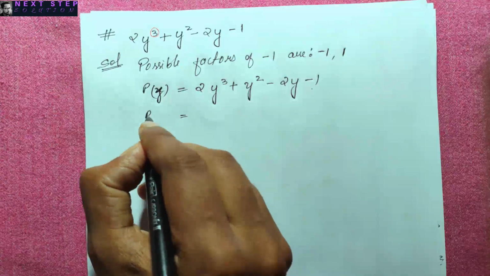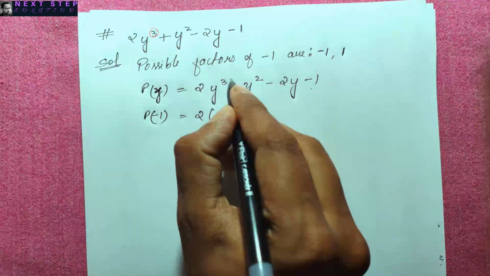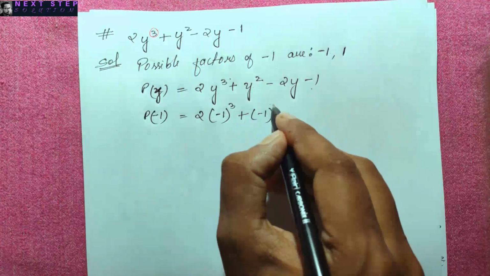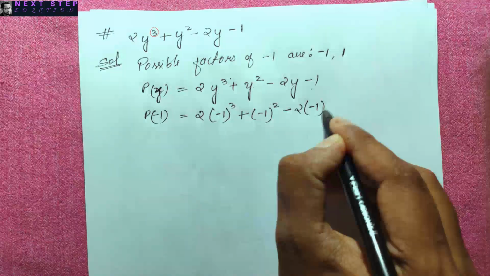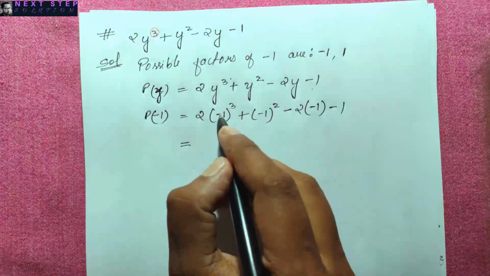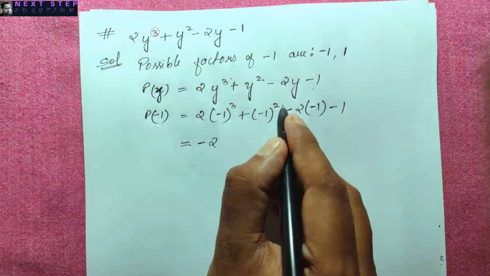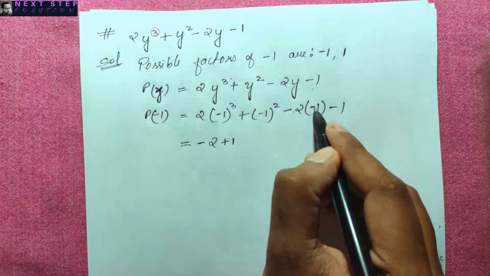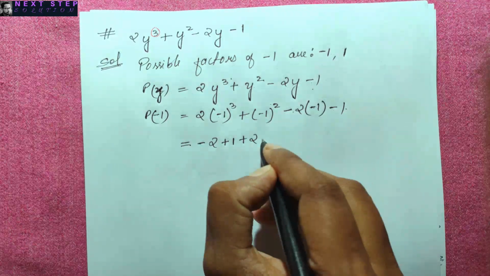First of all, p of minus 1. This 2 will remain as it is, this y will become minus 1, cube will remain as cube, plus will remain as plus, y will become minus 1, square, minus 2 will remain as it is, this y will become minus 1, and then minus 1. Now minus 1 cube will make it minus 1. Minus 1 into 2 is minus 2. Then minus 1 square will make it plus 1. Plus 1 outside we have plus, so it remains plus 1. Minus 2 into minus 1, 2 ones are 2, minus minus becomes plus. Plus 2, and then minus 1 we keep as it is.